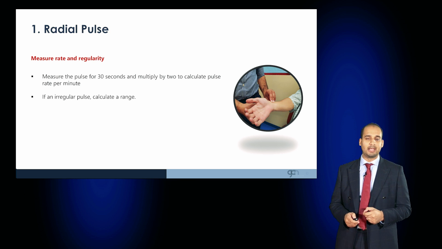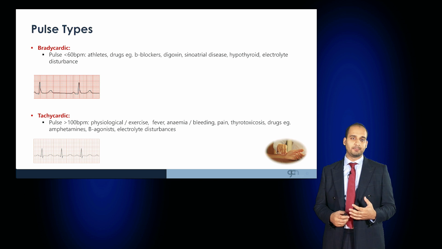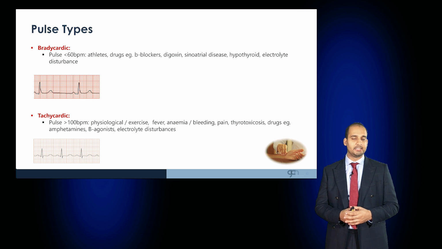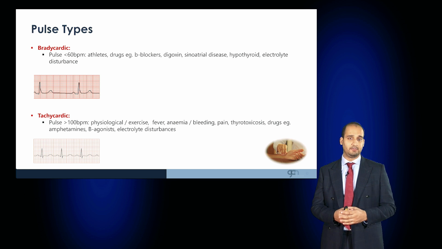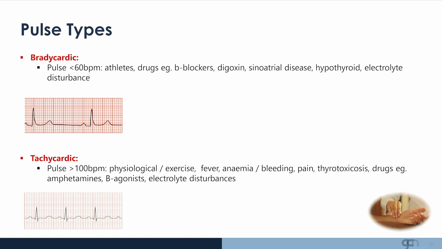There are several types of pulses. A bradycardic pulse, less than 60 beats per minute, can be seen in young, healthy or athletic individuals, but can also be as a consequence of drugs such as beta blockers, digoxin, or sinoatrial disease, or endocrinopathies such as hypothyroidism, as well as electrolyte disturbance.